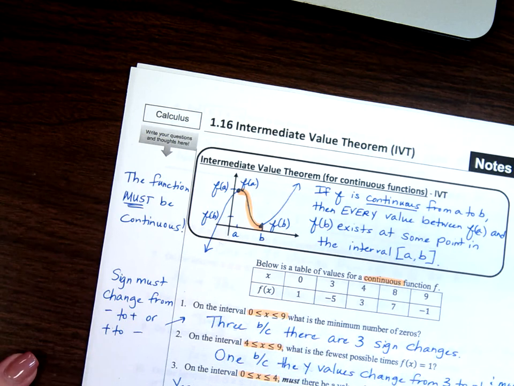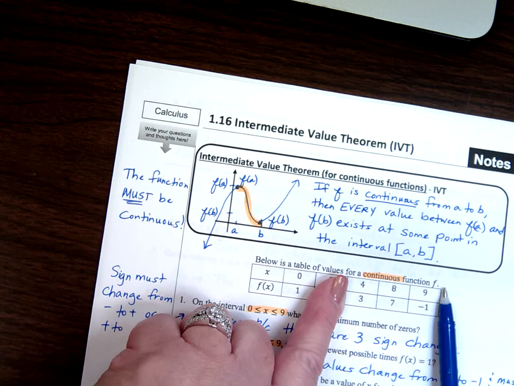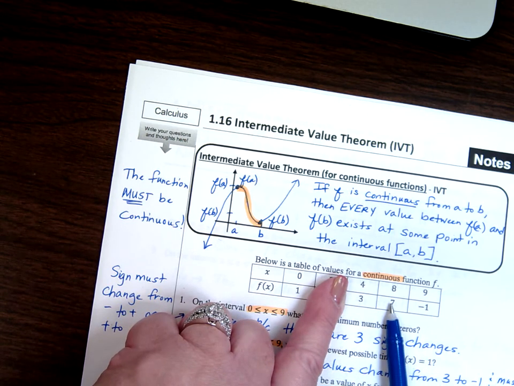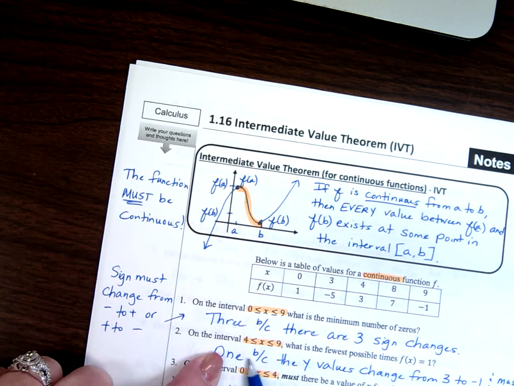What's the fewest possible times? It could be 1. And this is also just between 4 and 9, so you're only looking at this section of the table. If I go from 3 to 7, am I going to hit 1? No. If I go from 7 to negative 1, am I going to hit 1? Yes. There's your answer, 1, because the y values change from 7 to negative 1 and have to go through 1.